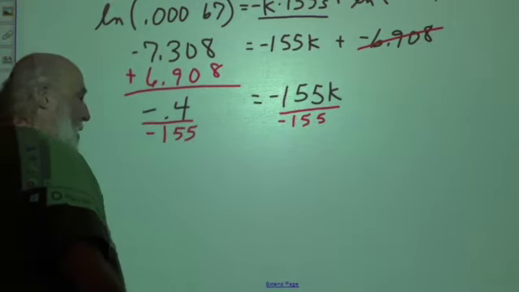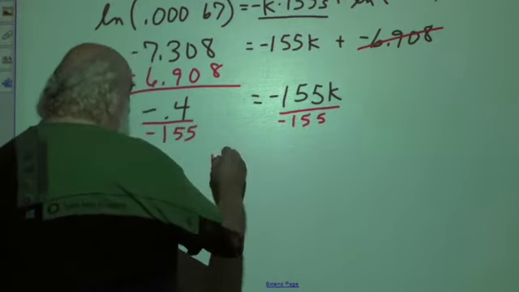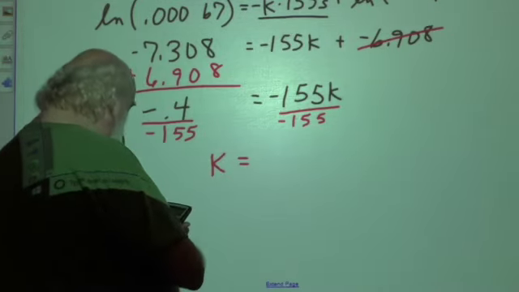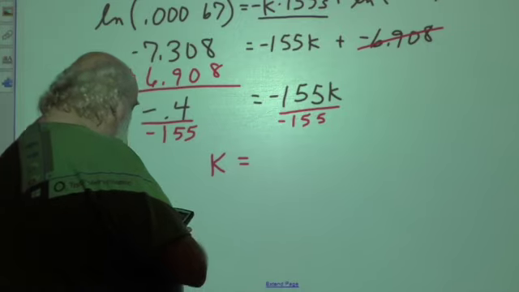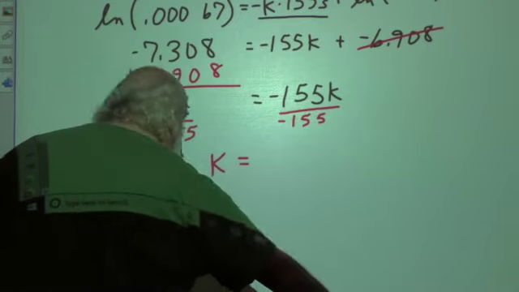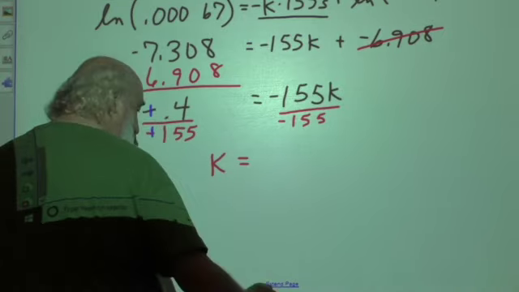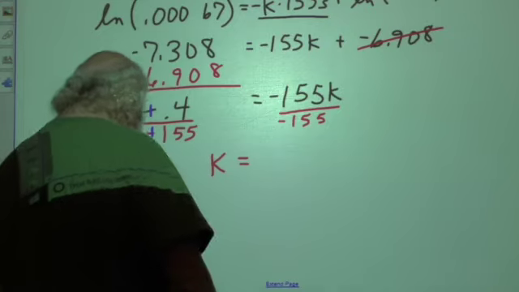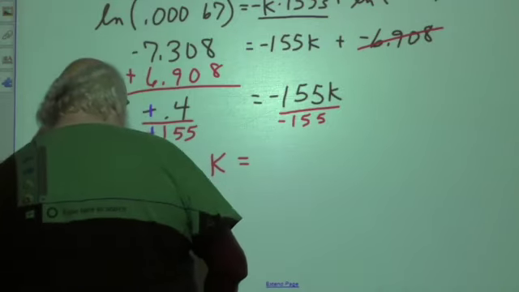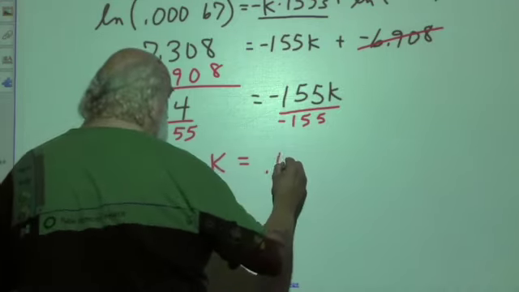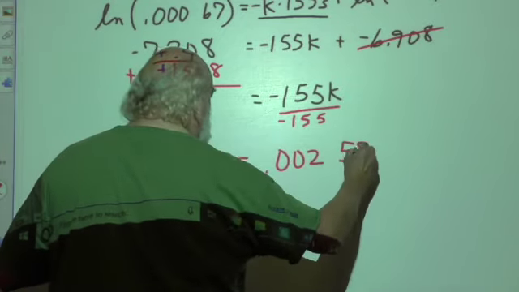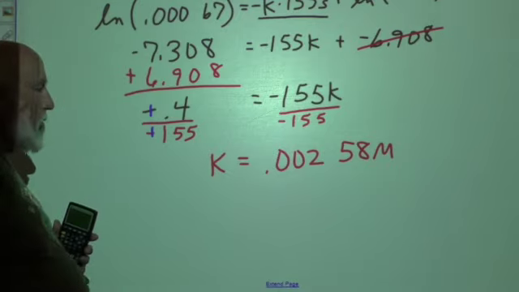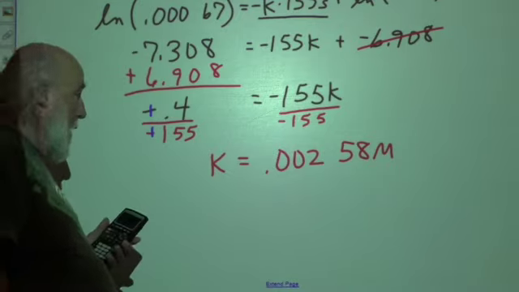And rather conveniently, as we would expect, the value of K is going to be positive. We take 0.4 and divide by this rate of 155. I already got rid of the negative sign. I get 0.00258 moles per liter.